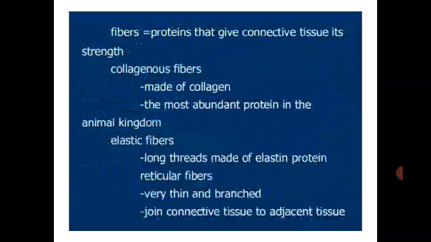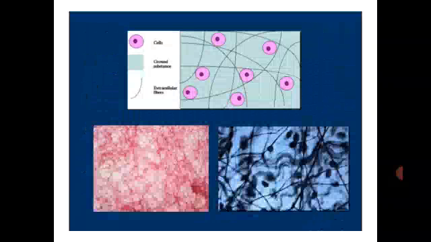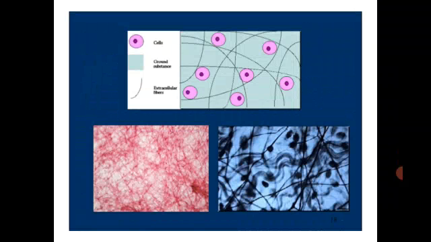Fibers are present that give connective tissues their strength. Collagenous fibers are made up of collagen, the most abundant protein in the animal kingdom. Elastic fibers are long threads made of elastin protein. It is very thin and branched and joins connective tissue to adjacent tissues. Here you may see different types of tissues. First one is cartilage tissue, and then blood tissue, bones.